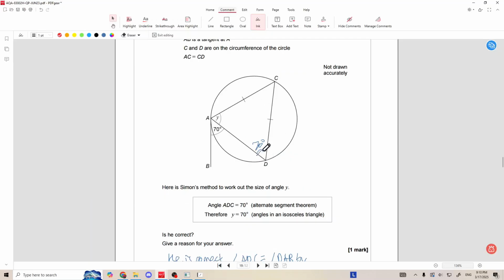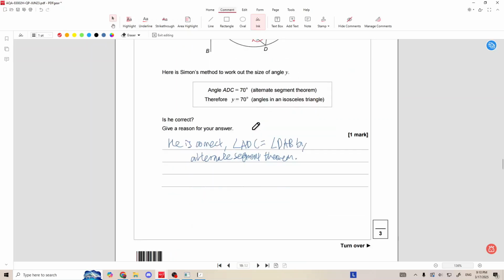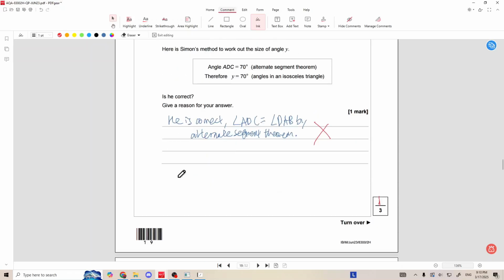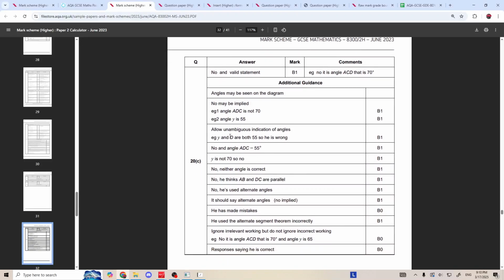Well, looks like I have gotten my alternate segment wrong, because I forgot. So ACD is actually 70, not ADC. Well, I really don't remember what I'm doing, am I? It has been a while for me, so this is wrong. I only got 1 out of 3. What an embarrassment. It is incorrect.